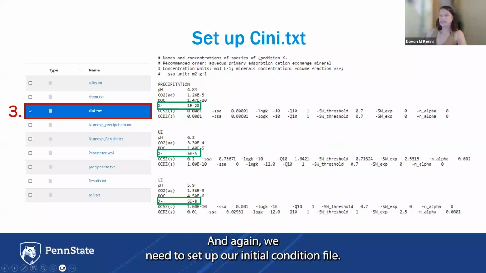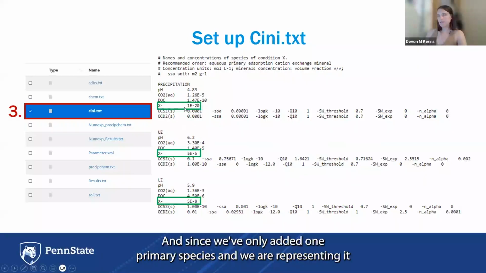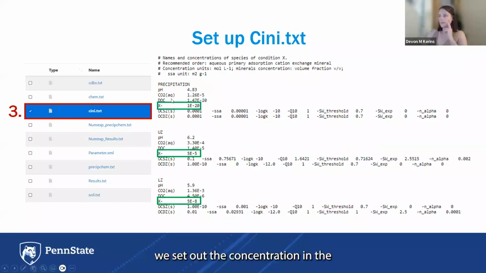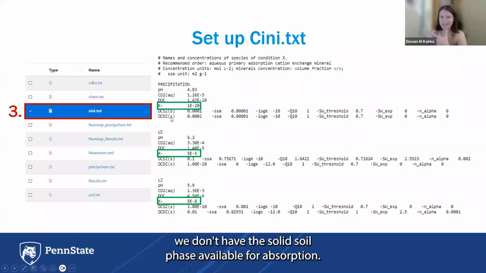And again, we need to set up our initial condition file. Since we've only added one primary species and we are representing it as an aqueous phase, even though this is the solid phase, we set out the concentration in the initial condition file. So again, this is very low because in precipitation, we don't have the solid soil phase available for sorption.